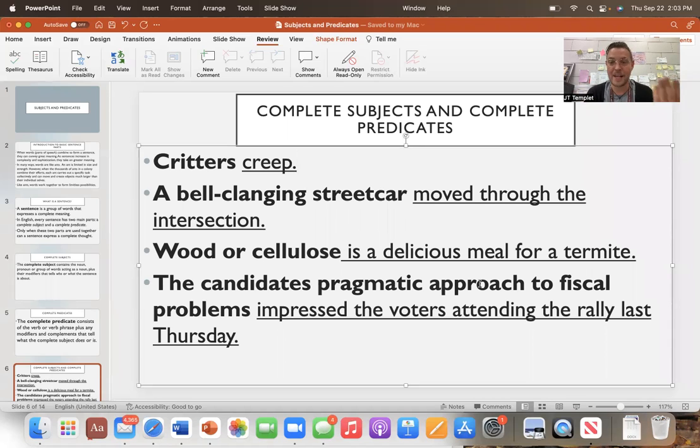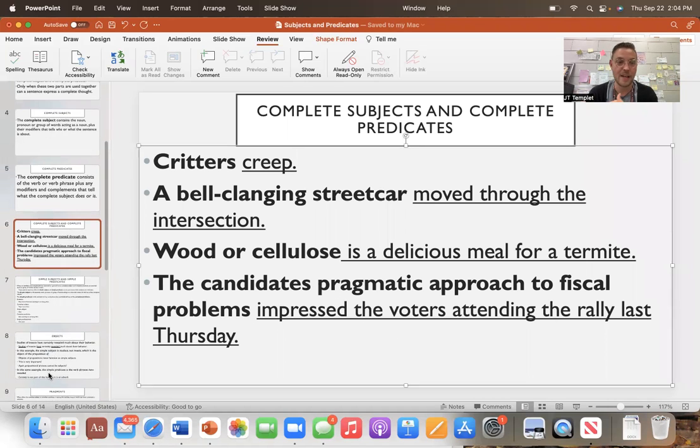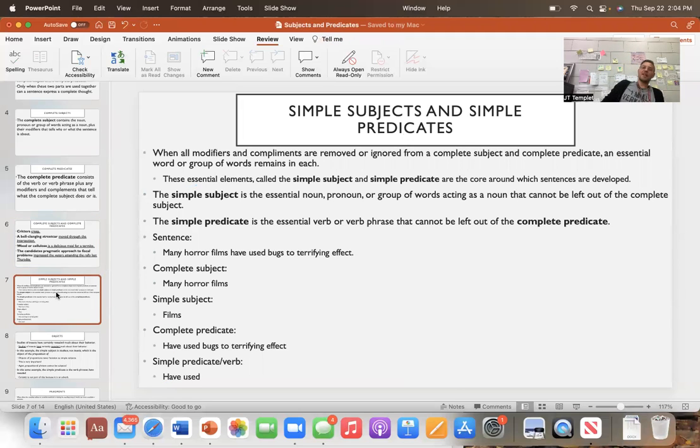The candidate's pragmatic approach to fiscal problems, all of that is a subject because the predicate really doesn't start until we get a verb. Impressed the voters attending the rally last Thursday. These complete subjects and predicates can get broken down into simple ones, narrowed down even further. When all modifiers and complements are removed from the sentence, we look for the essential simple subject and the essential simple predicate.